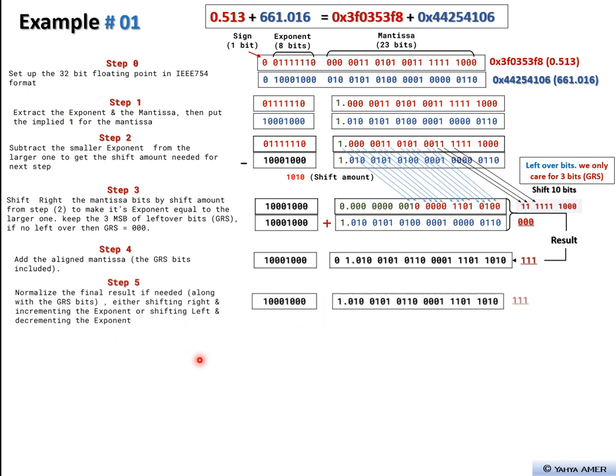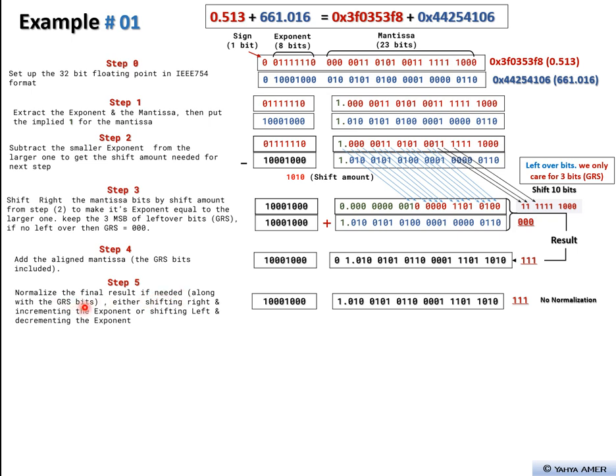What does normalization mean? In normalization, we're going to look at the dot right here. If the dot is next to the leading one, then we are done. No need for any normalization. If not, then we have to shift either left or right, depending on where the closest leading one is going to be. So, let's read this one, and it says normalize the final result if needed.